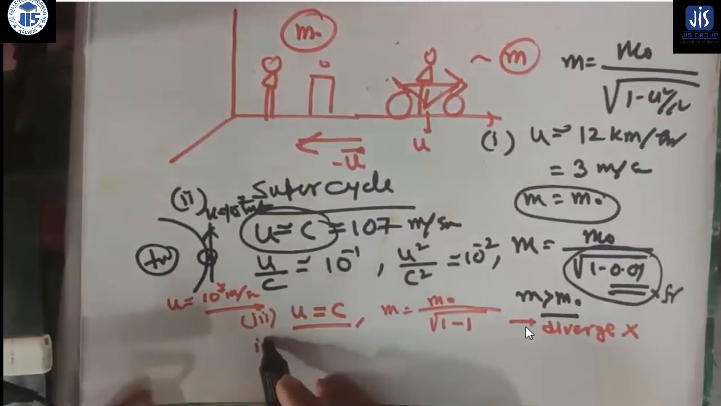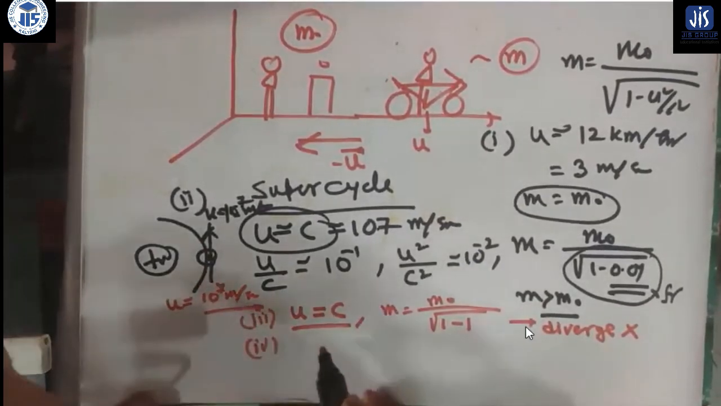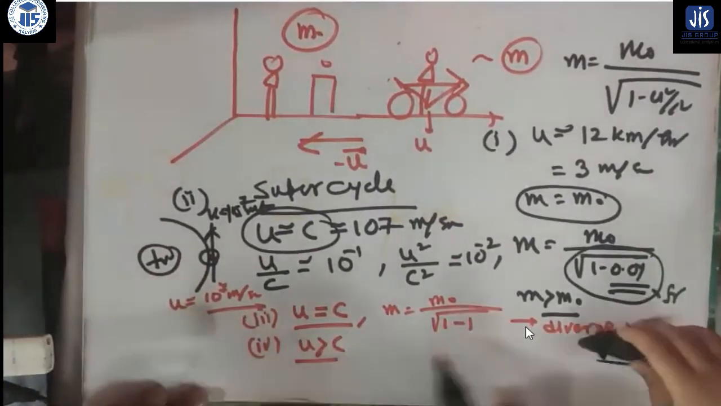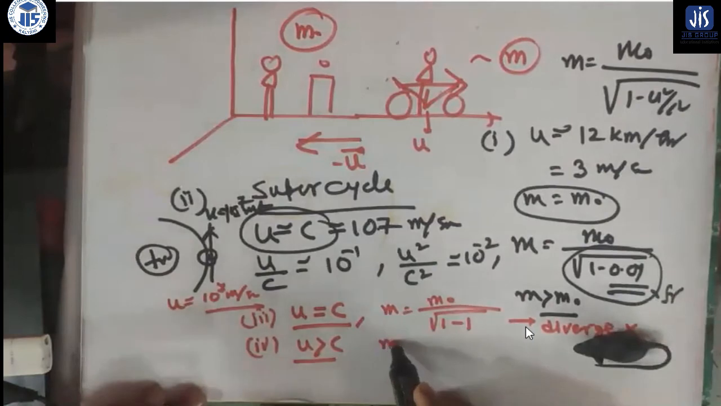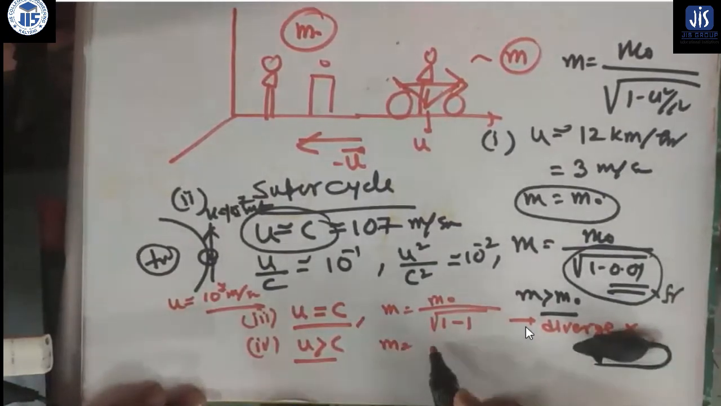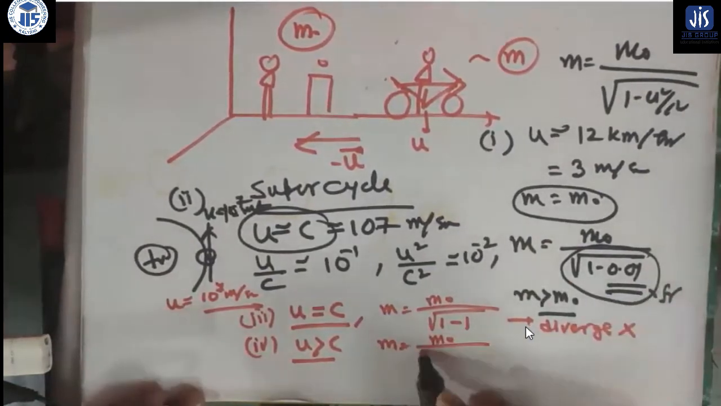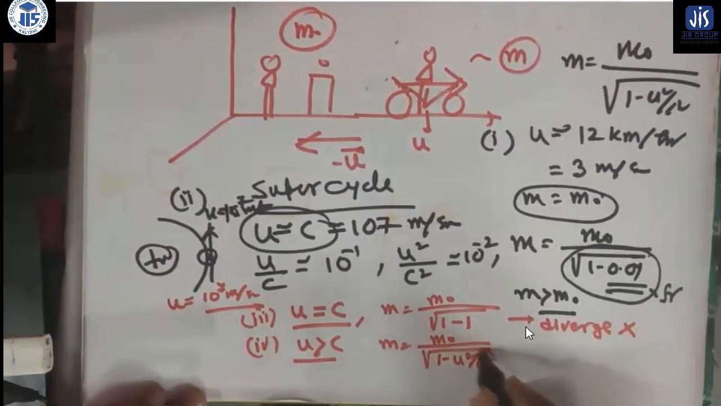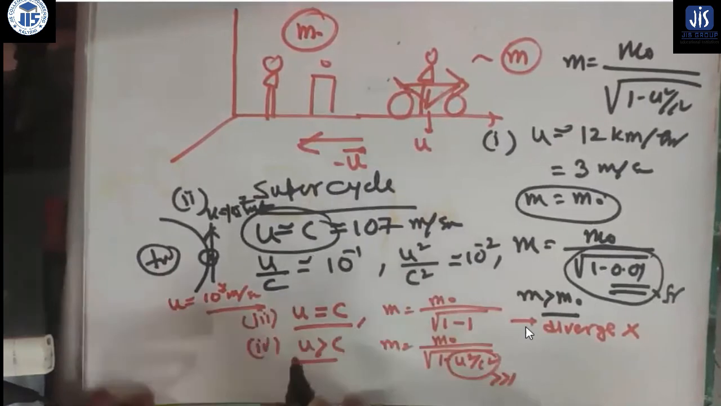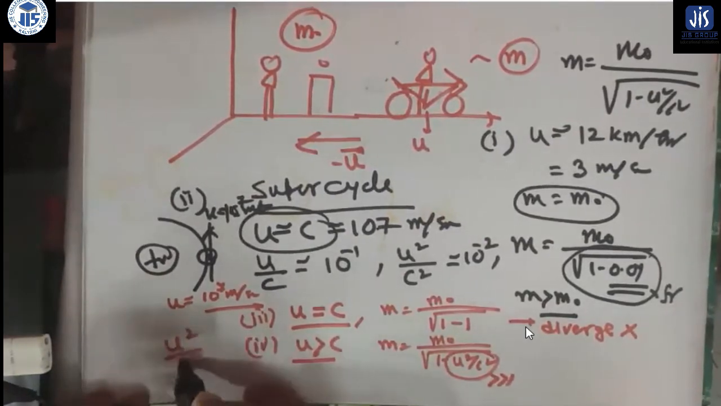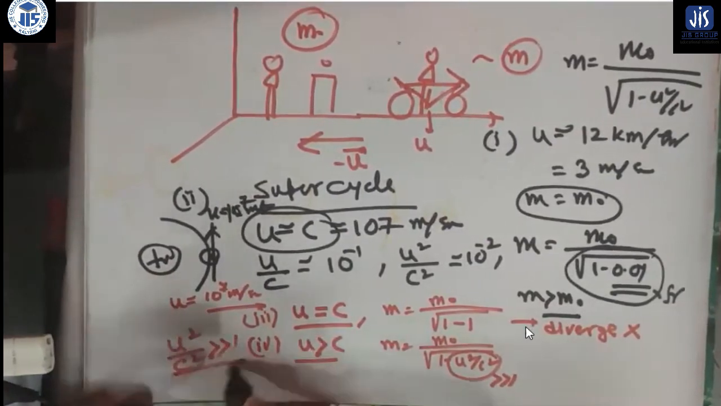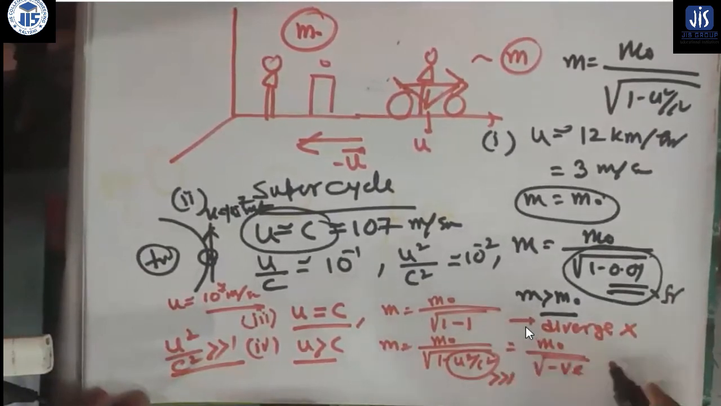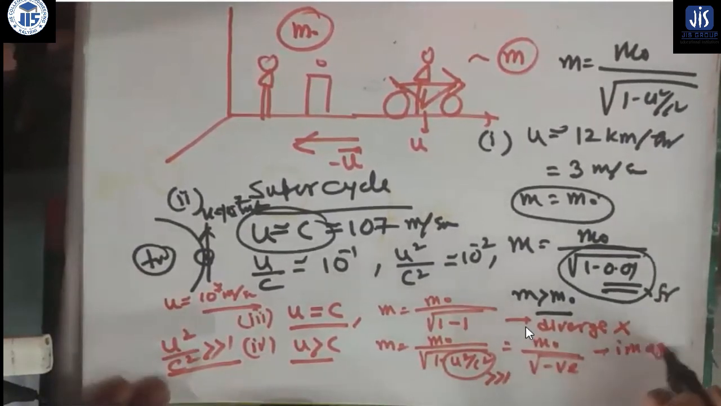And suppose u is greater than c. Then what would happen in this expression? M equal to m0 by root over 1 minus u square by c square. U square by c square is greater than 1 because u is greater than c. So inside the square root, you are generating a negative. So basically it is becoming imaginary. Again, mass cannot be imaginary.